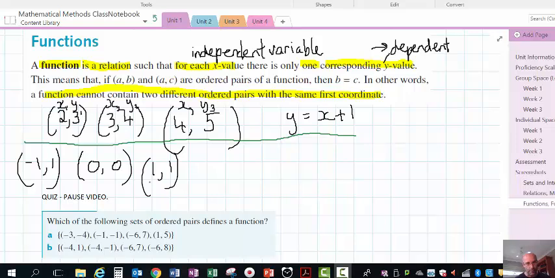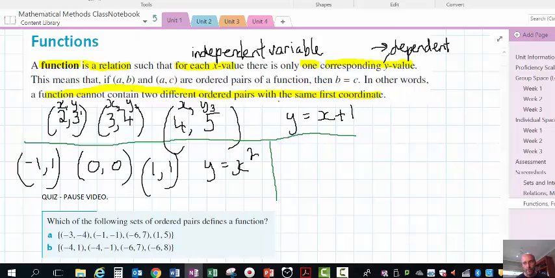A possible rule for that, let's see, what about y equals x squared? That would work, wouldn't it? So that's fine.